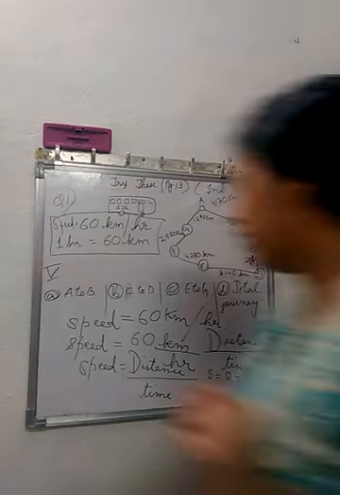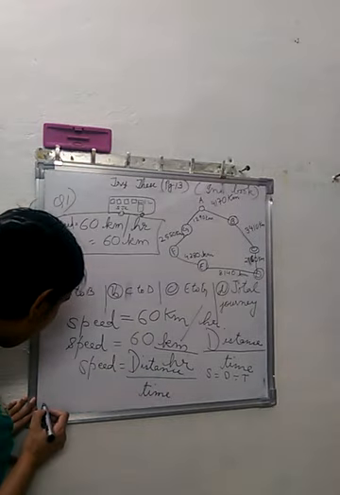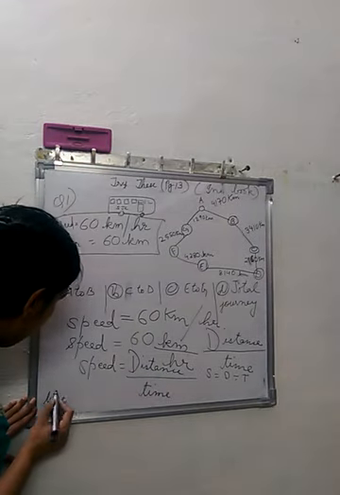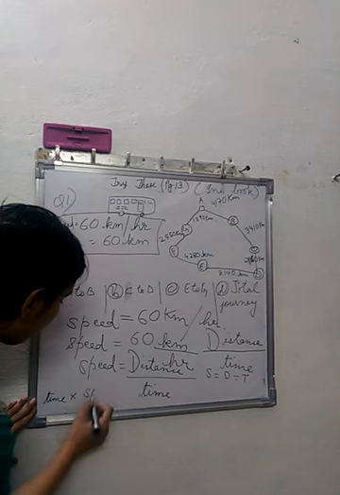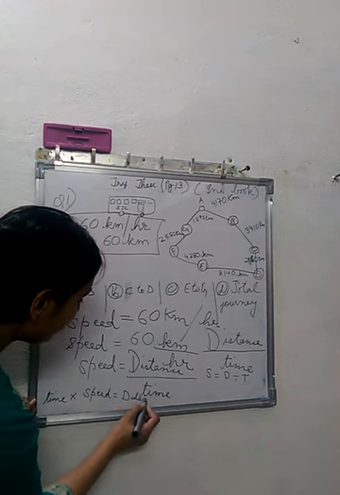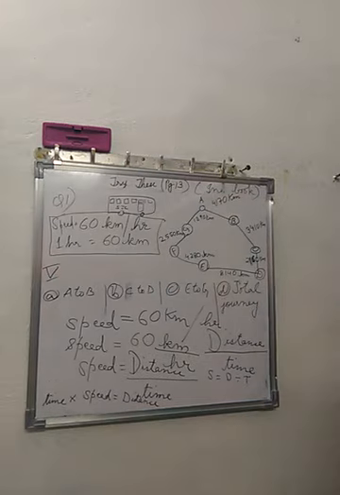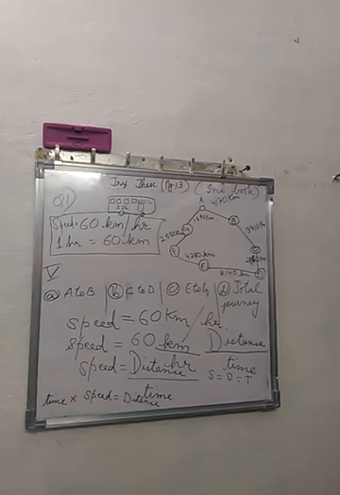Wait, I'll write here only, then I'll erase the board for you all. This time comes here, so it will be something like this. Time into speed is equal to distance. Time into speed is equal to distance. Time has changed its side. So whenever any unit or any number changes its side, its sign changes.